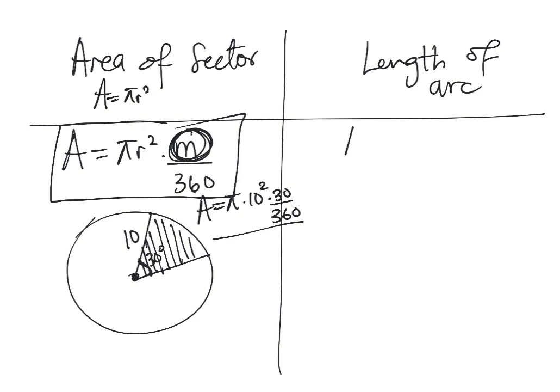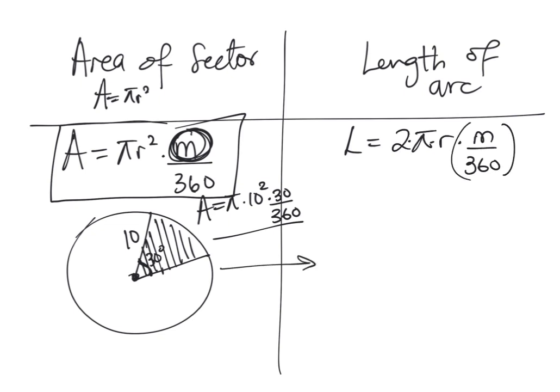The length of arc, right, L is equal to 2 pi r. Remember, the circumference of a circle is 2 pi r, but you multiply it by m over 360 as well, right? So imagine we're finding the length of arc of the same circle on the left. We would say 2 times pi times 10 times 30 over 360. And then we basically solve this to the end.